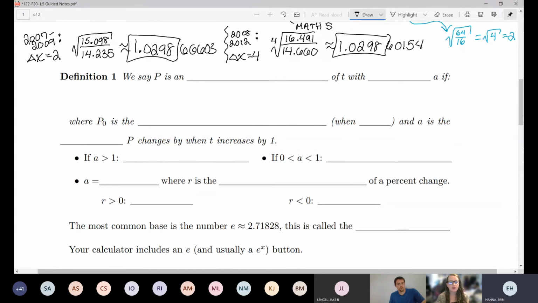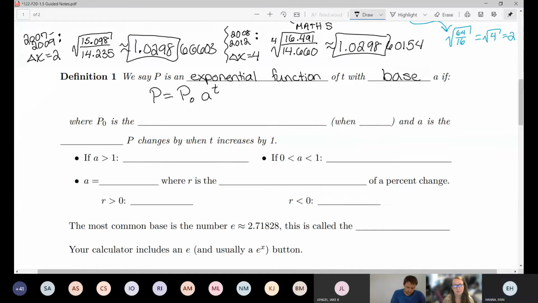There we go. So we say that p is an exponential function of t with base a. It can be written like this: p equals p naught a to the t. So p naught is called the initial condition.